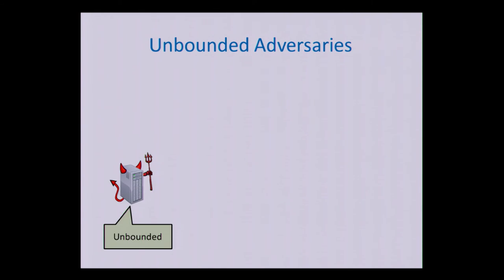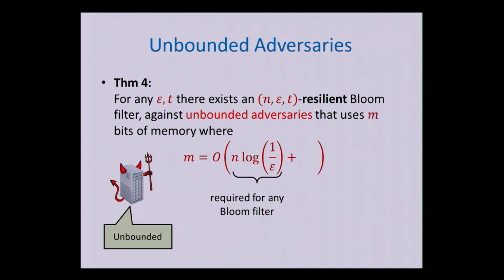What about unbounded adversaries? Now I'm talking about constructions, since any unbounded adversary, of course, can invert any one-way function. So we cannot expect to construct a strongly adversarial resilient Bloom filter. But still, we can expect to construct something that's resilient to t queries. And here we have a result saying that for any epsilon and t, there exists an (n, epsilon, t) resilient Bloom filter. This is a Bloom filter that is resilient for t queries.